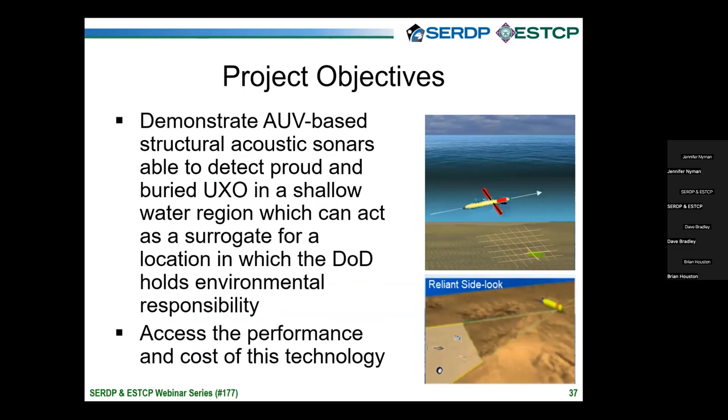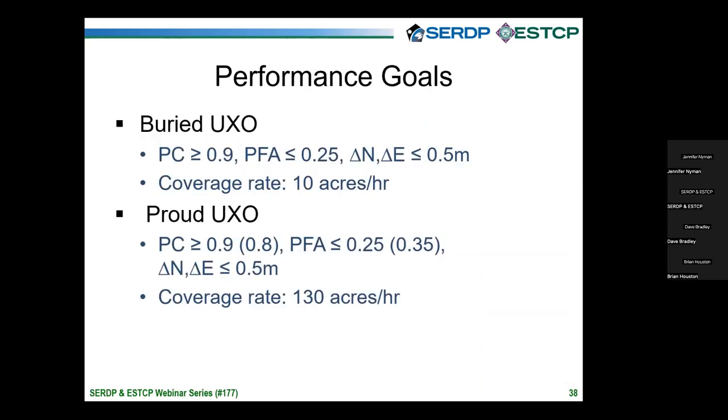So it's not enough to go into a benign area that has no complexity and so on and so forth. In order to demonstrate techniques, we have to demonstrate technology that can work in more complicated environments. And that needs to be defined by both participants as well as SERDP and ESTCP. Ultimately, we also want to be able to assess the performance and the cost of technology and to inform people who need to do this for a living what it's going to take to clear the environment.